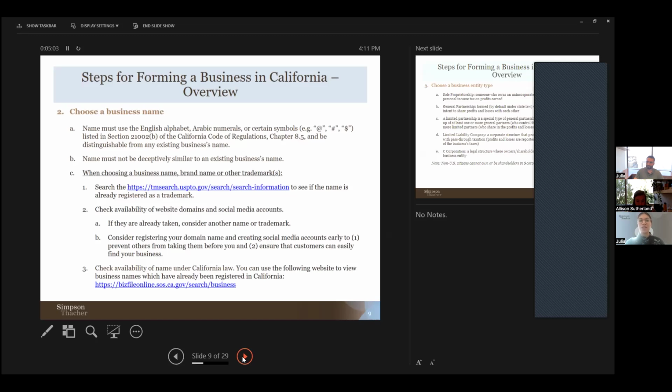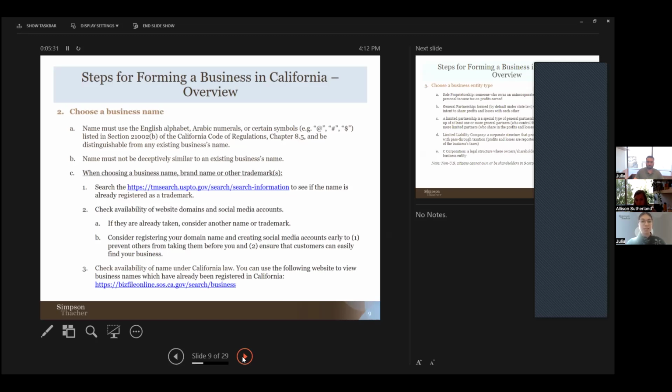And you want to make sure that your business name is distinguishable from existing business names, for legal reasons, but also just so your customers can easily find you, they can Google you, and they can have access to your products or services. There's a legal rule that your name must not be deceptively similar to an existing business's name. And this can help prevent trademark or any licensing disputes.